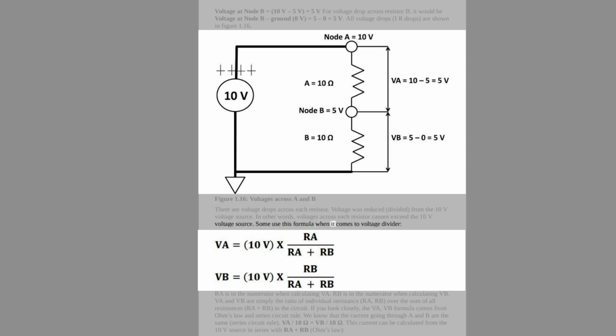Some use this formula when it comes to the voltage divider. RA is in the numerator when calculating VA, RB is in the numerator when calculating VB. VA and VB are simply the ratio of individual resistance, RA, RB, over the sum of all resistances, RA plus RB, in the circuit. If you look closely, the VA, VB formula comes from Ohm's law and the series circuit rule. We know that the current going through A and B is the same, series circuit rule. VA/10 ohms equals VB/10 ohms. This current can be calculated from the 10V source in series with RA plus RB, Ohm's law.